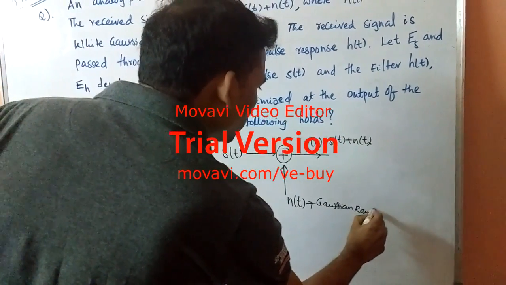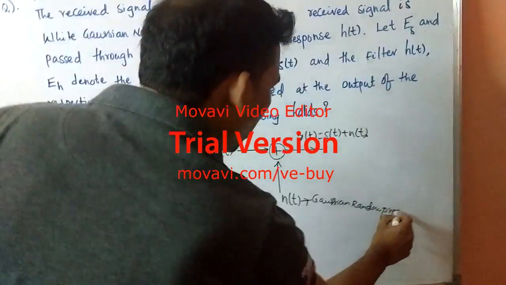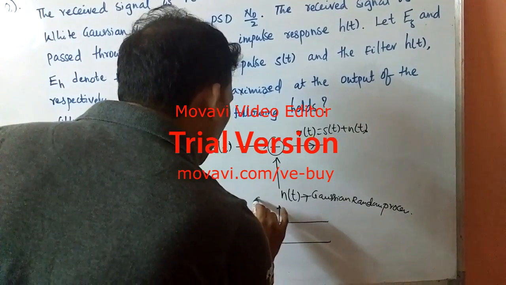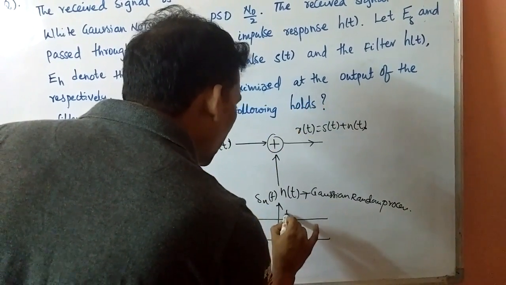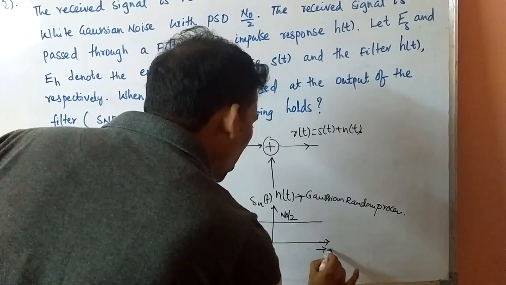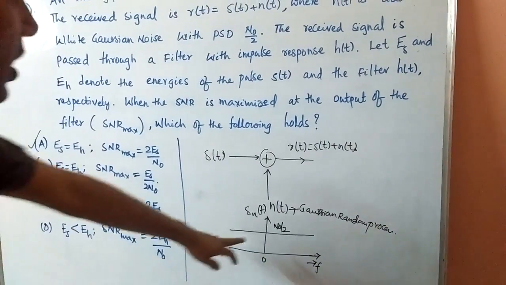random process, and whose power spectral density is white. Power spectral density of this noise is white. White means all the frequency components have the same PSD, that is equal to N0 by 2.